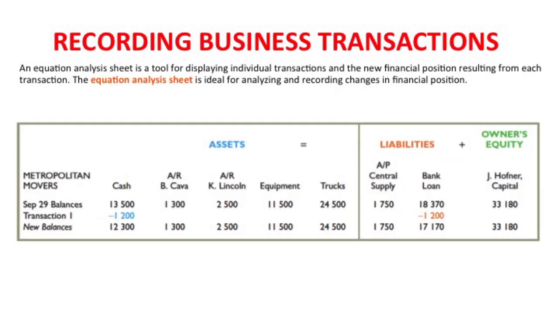To record business transactions we use the equation analysis sheet. This sheet shows the assets, liabilities and equity of a company. When a business transaction occurs, we record the effect of the transaction, increasing or decreasing assets, liabilities, and equity, depending on the type of transaction involved. We will now look at how to prepare a typical equation analysis sheet.